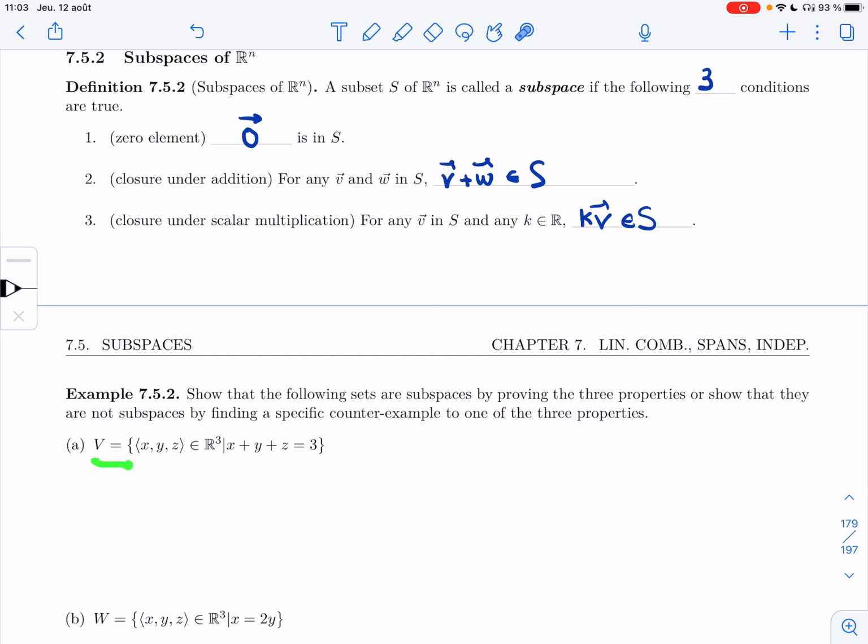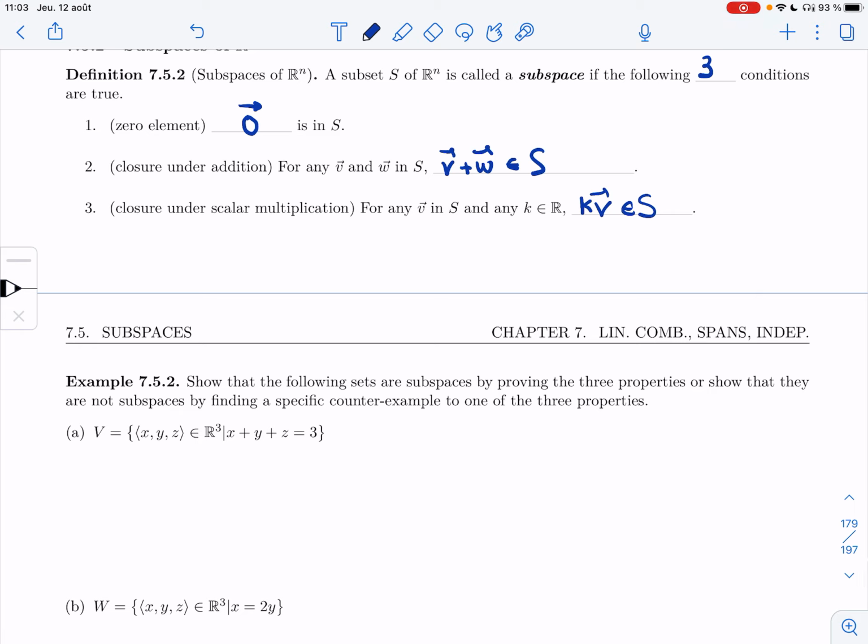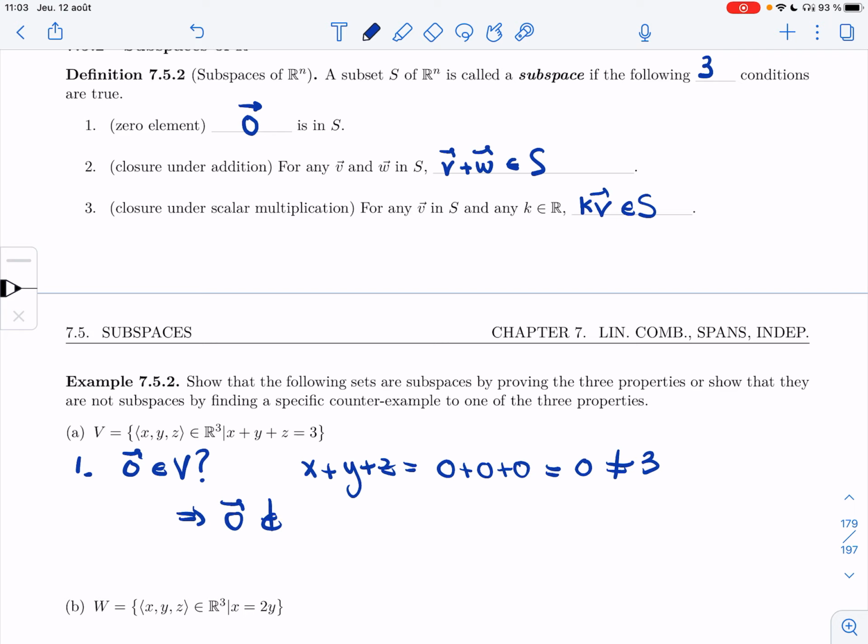First example, V is all vectors x, y, z in R3 so that x plus y plus z equals 3. We don't know much about subspaces at this point, so I'm just going to try. Let's look at the zero element. Is 0 in V? That's the first condition. If I look at x plus y plus z, that will be 0 plus 0 plus 0. That will be 0, not 3. That means 0 is not in V. So the first condition is false, and so we don't have a subspace. As soon as one of the three conditions is false, you don't have a subspace. For it to be a subspace, you need all three to be true.